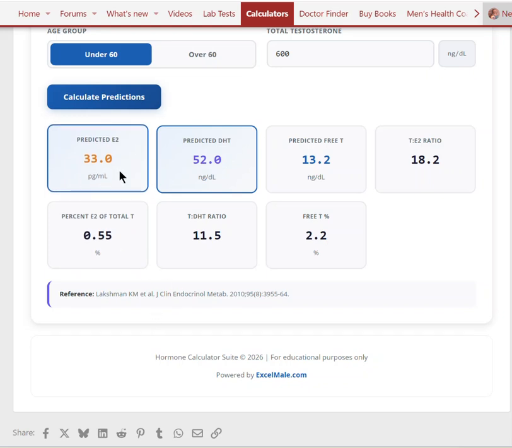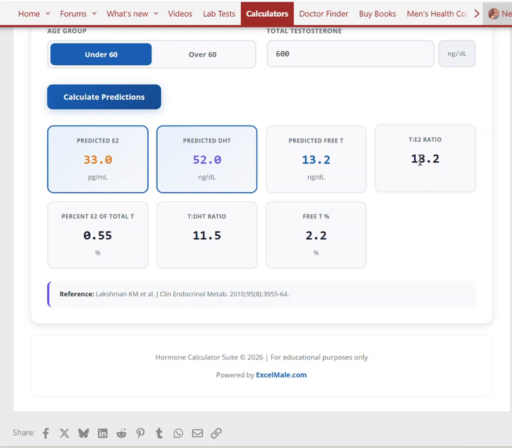So predicted estradiol 33 picograms per milliliter, and notice that estradiol is also measured in different units than testosterone. Testosterone is nanograms per deciliter. Predicted DHT 52 nanograms per deciliter is also different units. This is very confusing for most people. Predicted free testosterone is usually around 2.2% of total. And the predicted testosterone to estradiol ratio: if you convert the picograms per milliliter of estradiol, you have to make sure you multiply by 0.1 and then divide testosterone by estradiol.